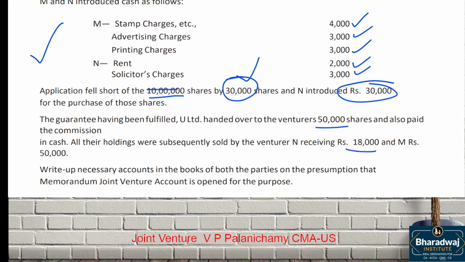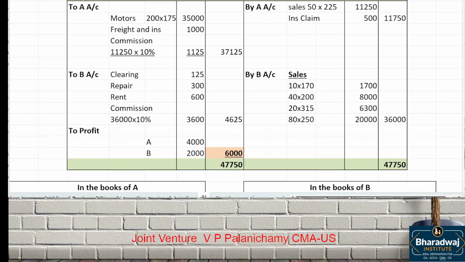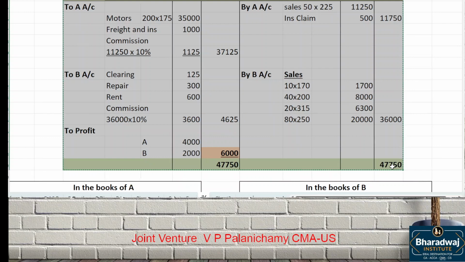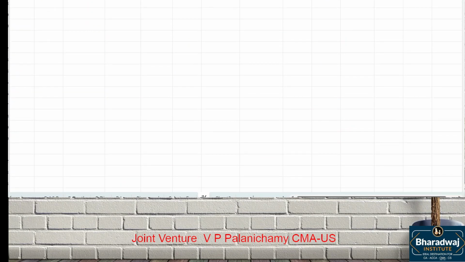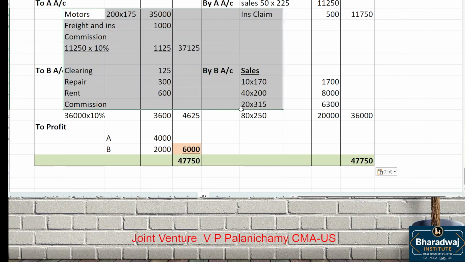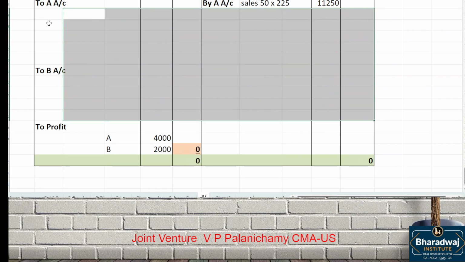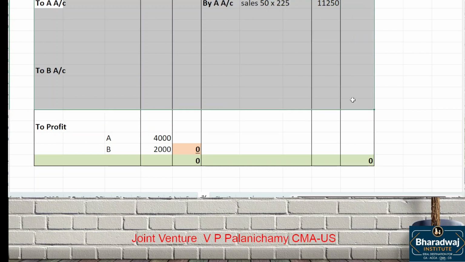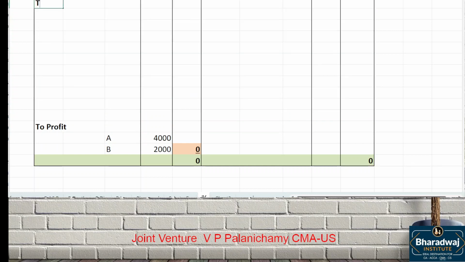N received 18,000. M received how much? 50,000. The question is, prepare which account? Memorandum joint venture account. See, whatever is paid by M, it will come as which account? M account. Whatever is paid by N, it will come as N account only.